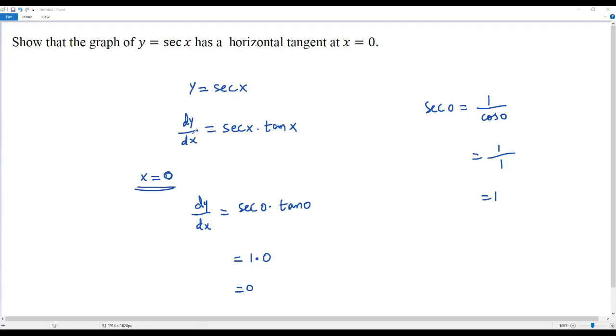So in the derivative, I mean the slope of the tangent line, if I plug in x equals 0, the slope becomes 0. Since the slope becomes 0, it is clear that the tangent line drawn to the graph y equals secant x at x equals 0 is horizontal.